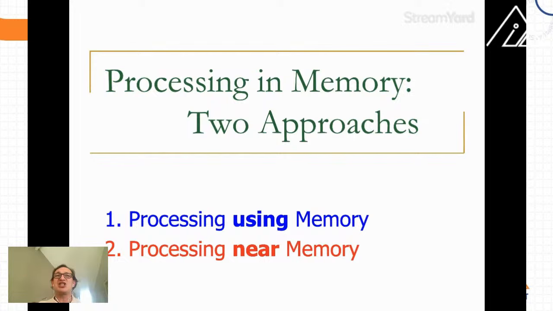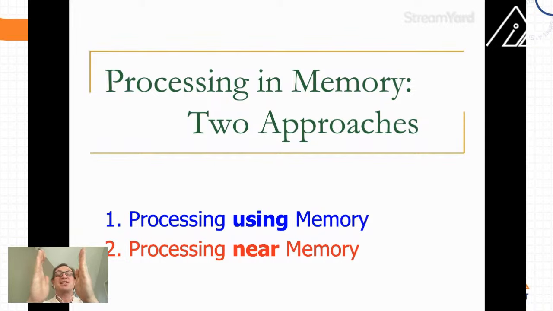But processing in memory is a general term, in my opinion. It encompasses everything that you can do in or near memory. I believe there are two fundamental approaches to processing in memory. Let me demonstrate this. Hopefully you can see my hand over here. There, I have two hands. This hand over here is the processor. This hand over here is the memory.